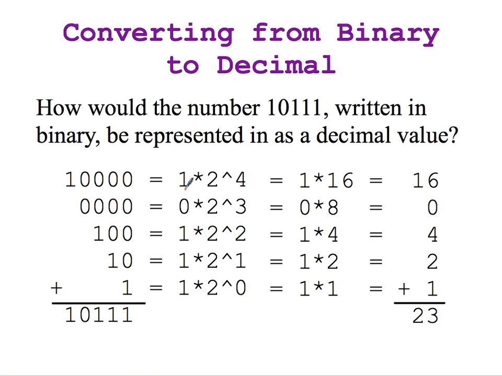Well, this first 1 isn't 10,000. It's not 1 times 10 to the 4th. It's 1 times 2 to the 4th. 2 to the 4th is 16. So this number that looks like 10,000 is actually just 16. This number that looks like 100 is actually just 4. And when we add these numbers, we get the number 23. So even though this number looks like 10,111, if we're in the binary number system, you would actually read this as 23. This is the number 23.